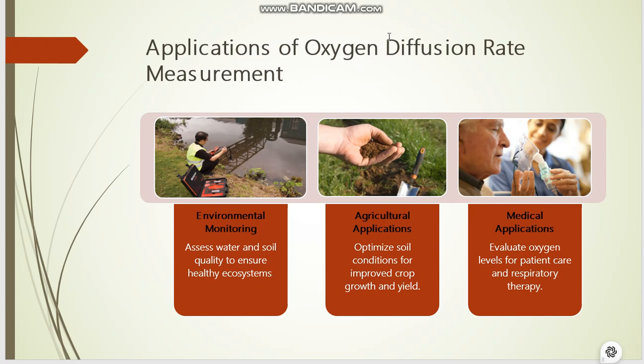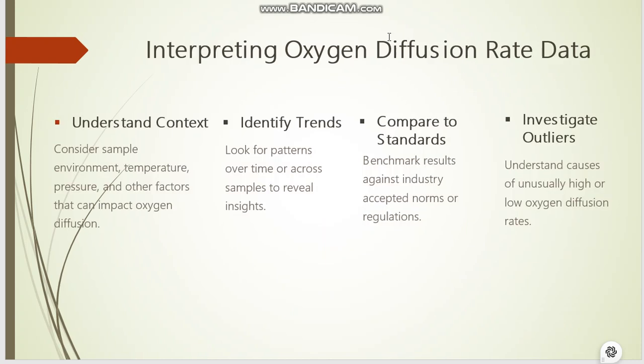Applications of oxygen diffusion rate measurement. There are many applications of the oxygen diffusion rate meter in many sectors. Environmental monitoring: assess water and soil quality to ensure a healthy ecosystem. It is also applied in agriculture: optimize soil conditions for improved crop growth and yield. It helps in medical fields: evaluate oxygen levels for patient care and respiratory therapy.